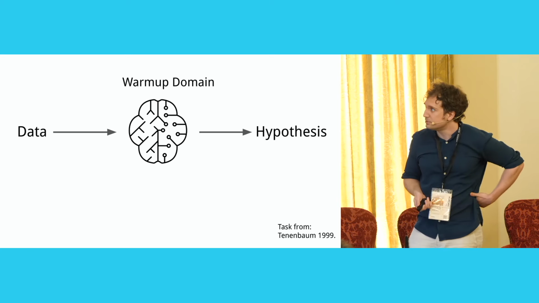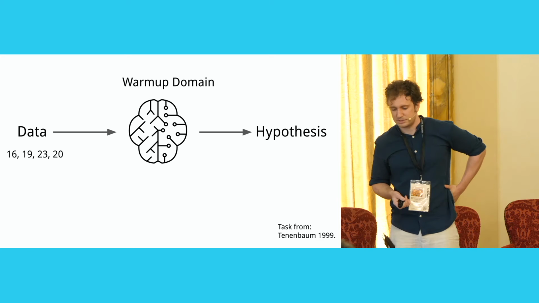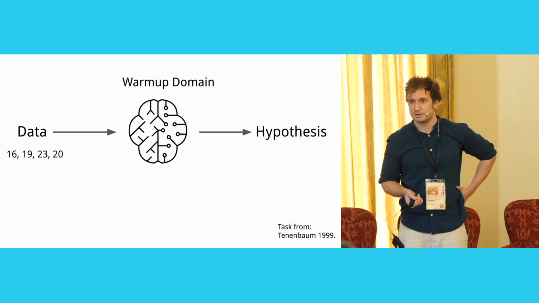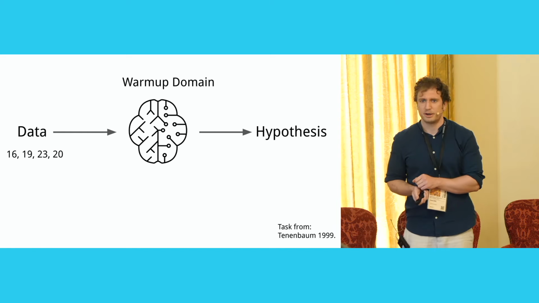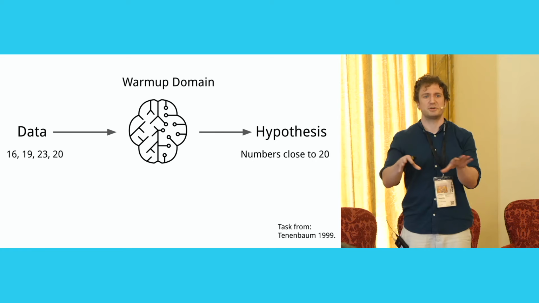I give you different numbers. Here, like 16, 19, 23, and 20. This is a new concept, which is not one you've seen before. You might think for a while, and eventually converge on something like numbers that are around 20.